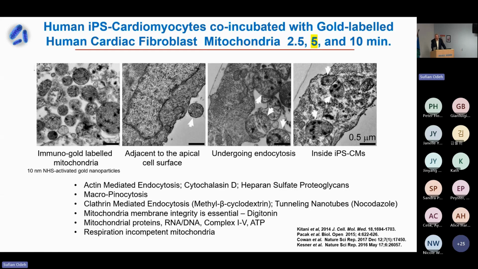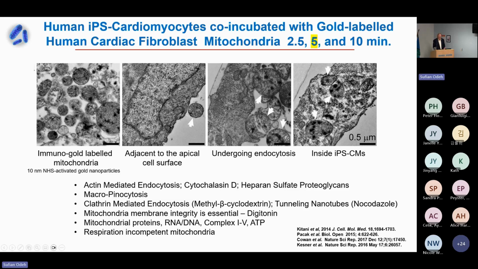Okay. Here we have immunogold labeled mitochondria, and here you can see them at 5 minutes. Now we did this at 2.5 minutes, 5 minutes, and 10 minutes. I'm showing you at 5, but they go in at 2.5. It was the shortest time period we could do to stop the reaction. So at 2.5 minutes, you can see them adjacent to the cells. You can see them undergoing endocytosis, and here's the cardiac myocyte with all the mitochondria inside of them.